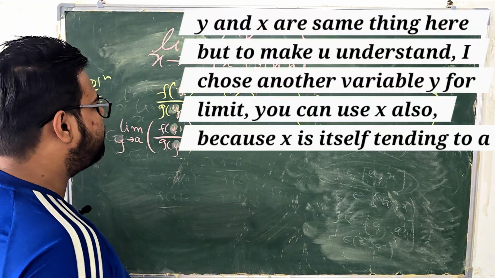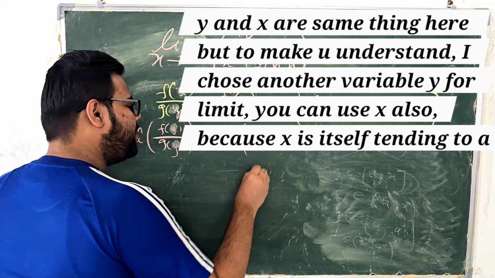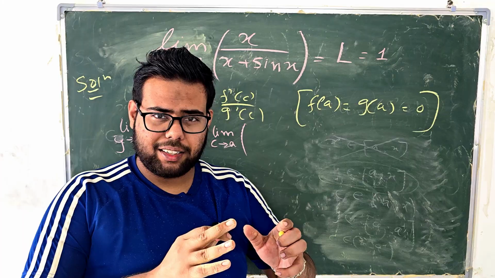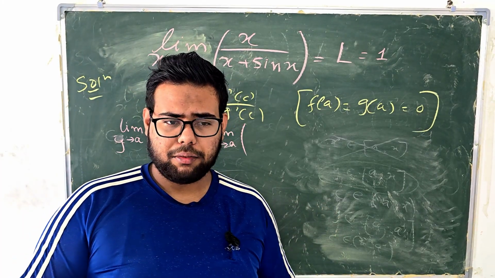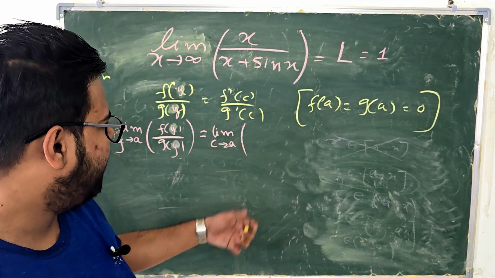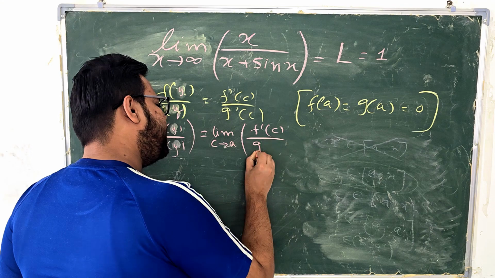So this is equal to the limit as c tends to a. Why c tends to a? Because now the limit has compressed. It has just ended up at a single point, a. Meaning the limiting value at a, right? So it is tending towards a: f dash of c divided by g dash of c.